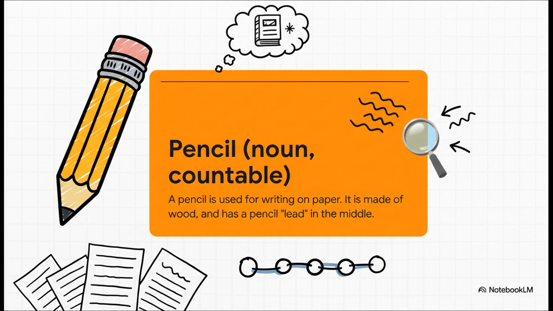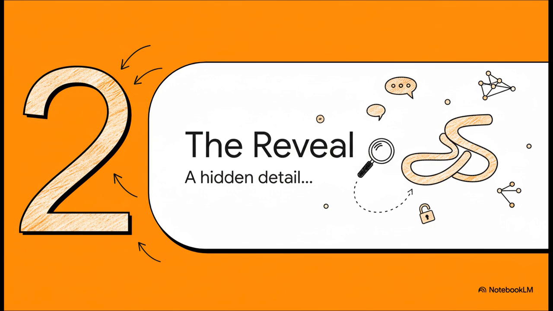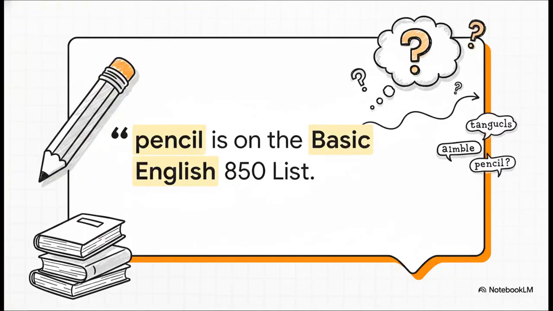But you know what? The most interesting thing about this whole entry isn't even the definition itself. While you're looking at this pretty standard-looking page, there is one small sentence, almost hidden in plain sight, that just changes everything. It's this tiny little detail that opens up a whole new world. And there it is. Pencil is on the Basic English 850 list. This one sentence is the whole reason we're here. So, what on earth is the Basic English 850 list, and why is a simple pencil on it?